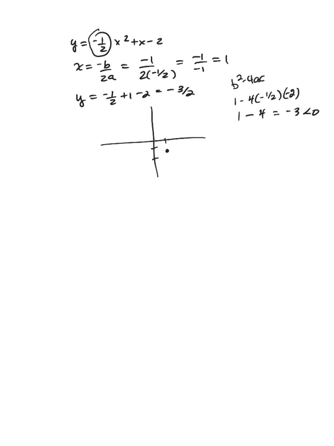Now I'm going to get the y-intercept. So I'm going to replace x with 0, so I get y equals -2. So I go to 0, -2. And then keep in mind, because of symmetry, that means 2, -2 is a point as well. Okay, and that's a quick little sketch.